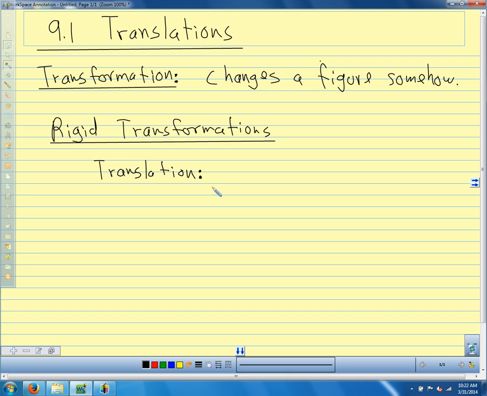Translates it over. So translation has to do with, I think of it as a slide, so we're going to move or slide. So if I have a rectangle, a translation is just going to move it somehow. So translation is just a move or a slide. And we're going to get a little more technical, a little more mathy with that in just a little bit.